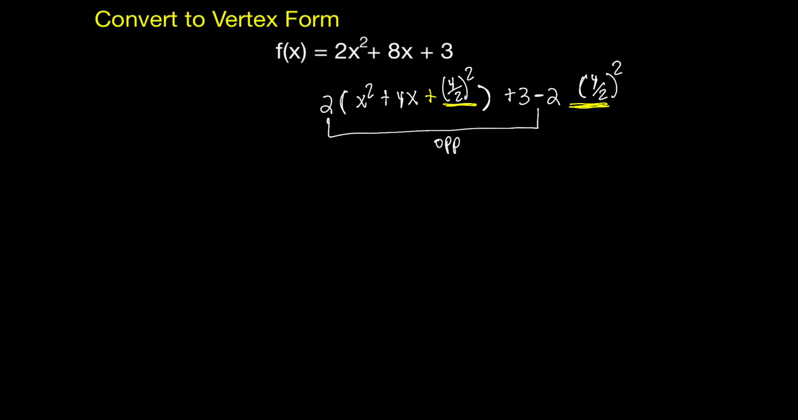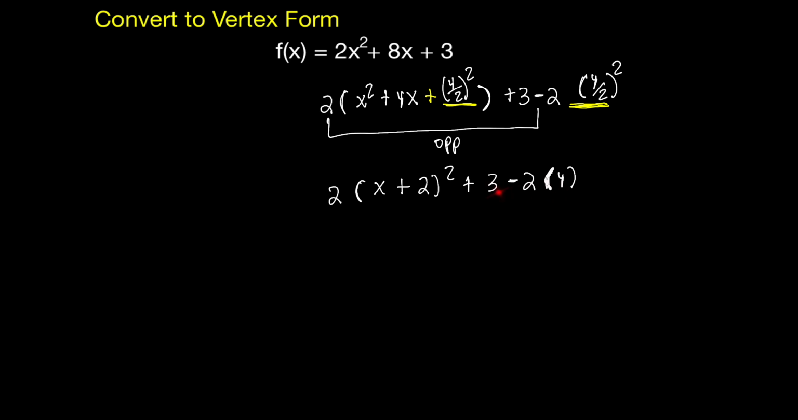second power. So now we have that our expression is 2 multiplied by x plus the quantity that's inside of the parentheses. 4 divided by 2 is 2. We're going to raise that to the second power. We have a plus 3 minus a 2. And now we're going to multiply that with 4 divided by 2, which is 2, and if we raise that to the second power, 2 times 2 is 4.